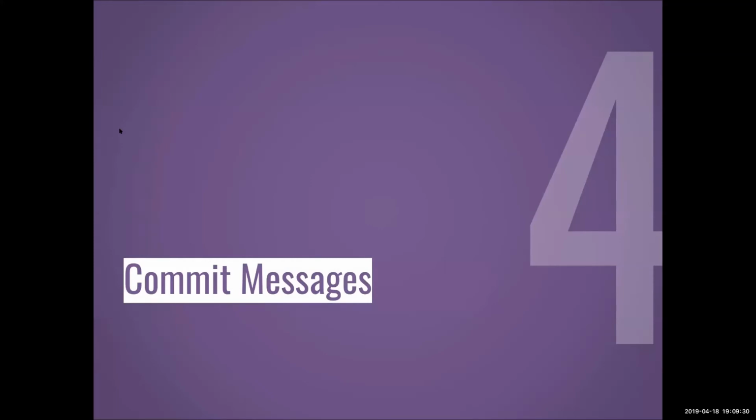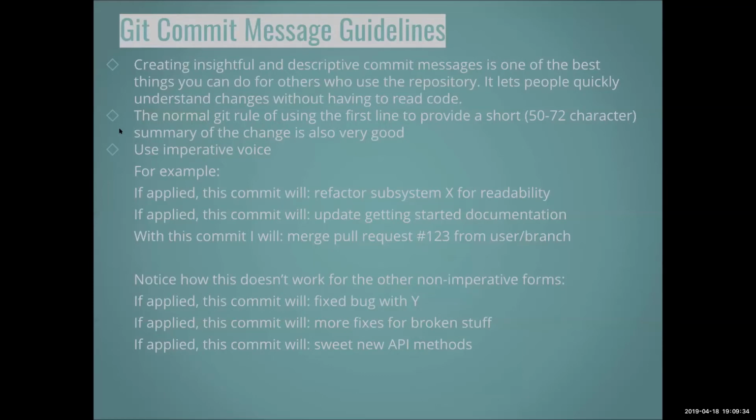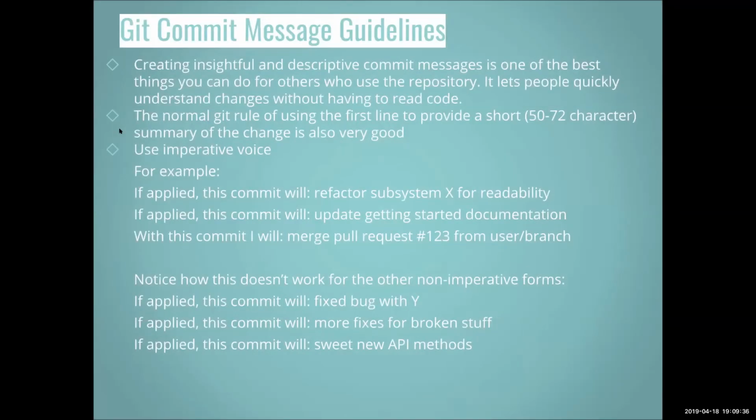Another extra concept to think about with Git and Git flow is commit messages. You want to create insightful and descriptive commit messages. It's one of the best things you can do for others who use the repository. It lets people quickly understand changes without having to fully read the code. The normal Git rule of using the first line to provide a short 50 to 72 character summary of the change is also very good.